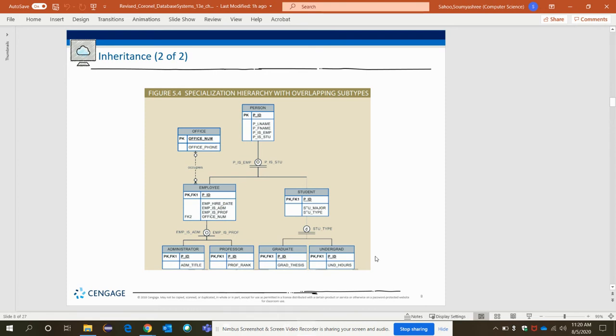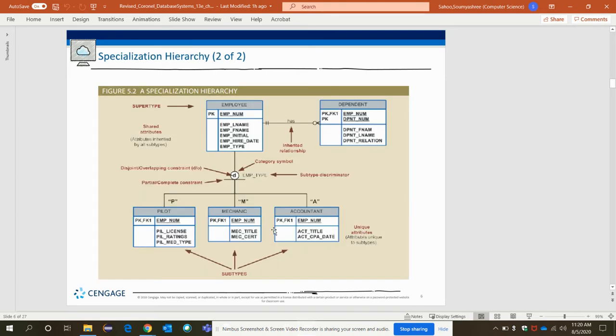So if we move to this picture here, in this figure 5.2, an employee supertype who is a pilot subtype can appear only in the pilot subtype, not any of the other subtypes, that is mechanic and accountant. So in an ERD or entity relationship diagram, such disjoint subtypes are indicated by the letter D inside the category shape.